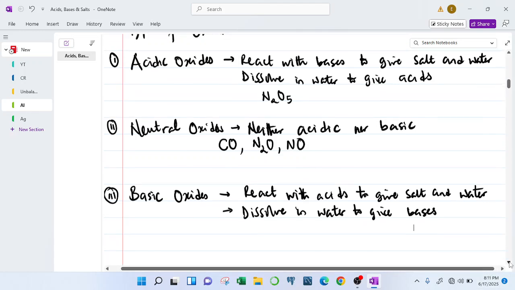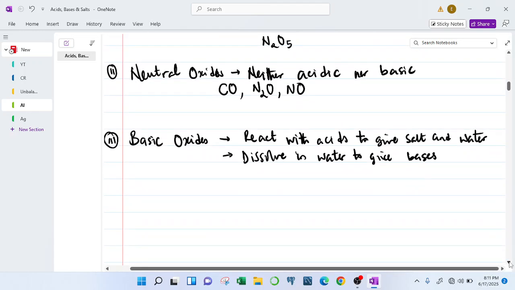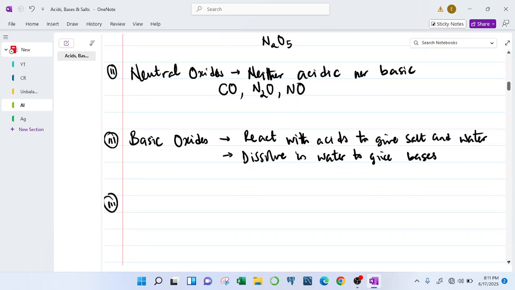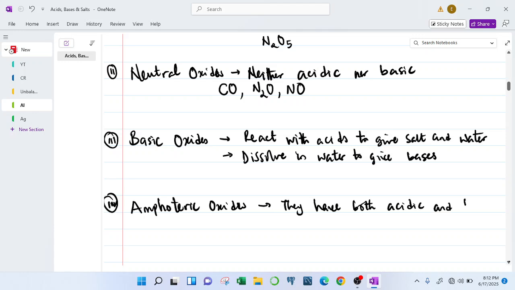All right. So for your basic oxides, you can list a whole lot. Remember again, they are metallic oxides. However, what I like to do is, this is Roman figure 4. We have amphoteric oxides. For amphoteric oxides, these oxides have both acidic and basic properties.